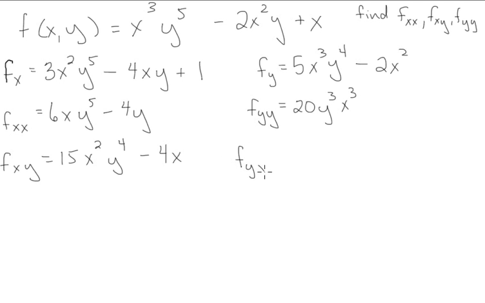I could have taken the partial starting from my derivative with respect to y as well. So I take f sub yx. I'm looking at this expression now. I've already done with respect to y, so I need to do with respect to x. I'm going to bring the 3 down. So I get 15x squared. My y was a constant. And the derivative here with respect to x is negative 4x. And you notice that it doesn't matter the order that you did them in, you get the same answer.